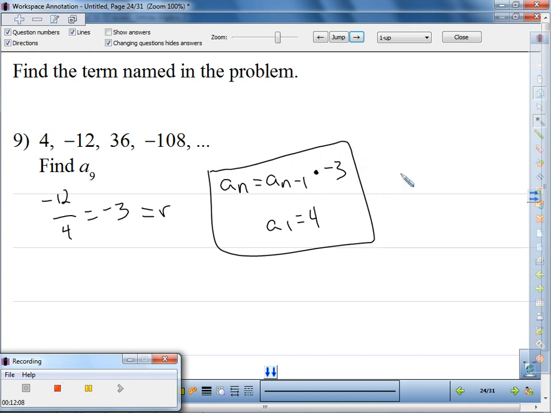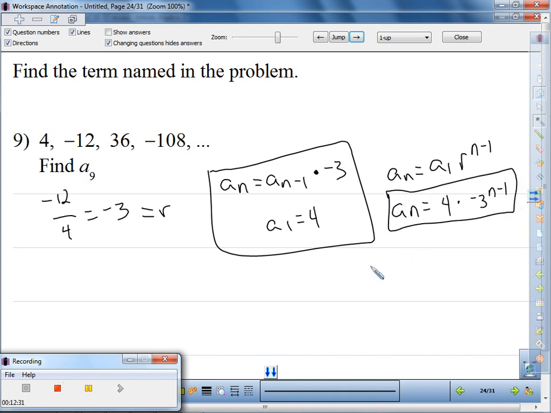Okay, the explicit formula is going to be a sub n is equal to a1 times r to the n minus 1 power. So a sub n is equal to 4 times negative 3 to the n minus 1 power. Okay, so that's our explicit formula. And then finally, our final answer is going to be a sub 9 is equal to 4 times negative 3 to the 8th power. Well, I'll go ahead and go through the steps. It'll be 9 minus 1, so we get 4 times negative 3 to the 8th power.